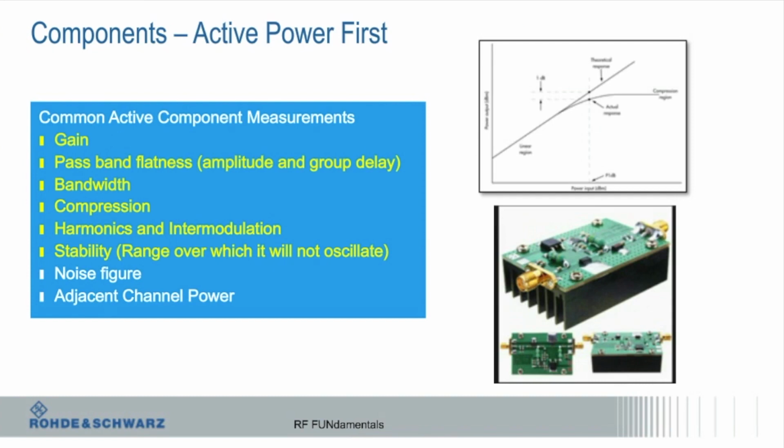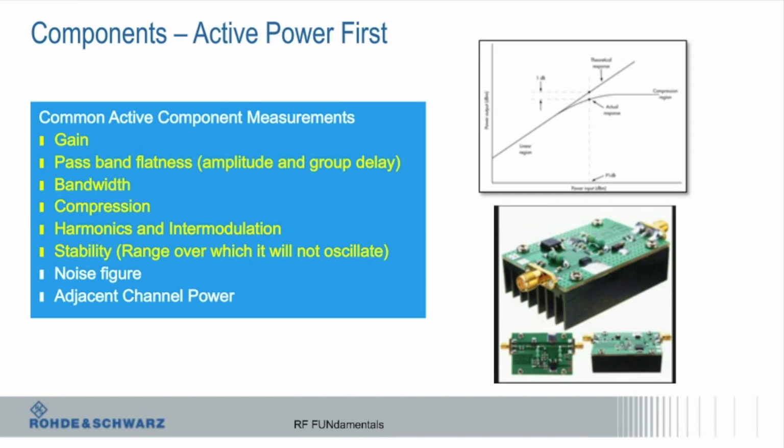Okay, so active stuff we'll talk about first. We'll just assume an amplifier for now. That's probably the most likely active device you would measure. So what would I measure on an amplifier? Well, I'm trying to make the signal bigger, and I should know, based on the designer specs of that device, what's the gain? How much bigger is the output than the input? So I want to measure it. What's the flatness over the band I want to use it over?